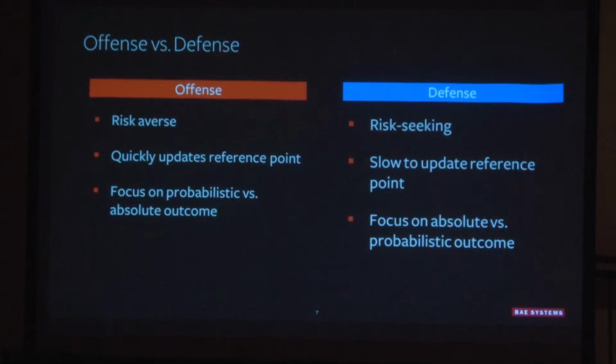So offense versus defense, this is at least my thinking on how it manifests. Offense is in the domain of gains, which is a very established thing within prospect theory. So generally you're risk averse. Once you have that gain, you don't want to move back down, so you're less likely to make risky decisions. You more quickly update your reference point. You have a better feedback loop to figure out, okay, my status quo has now jumped up here. You also focus more on probabilistic versus absolute outcomes. Again, it's that certainty factor.